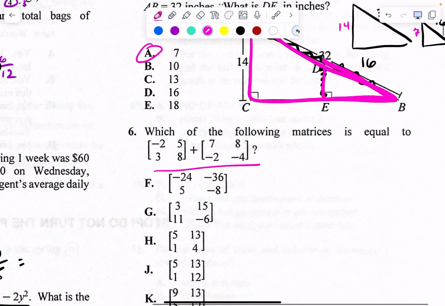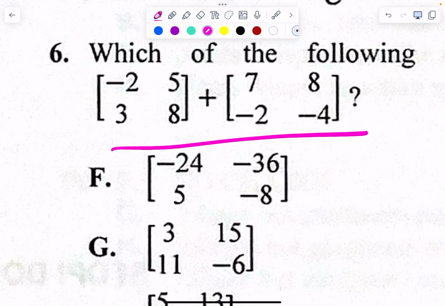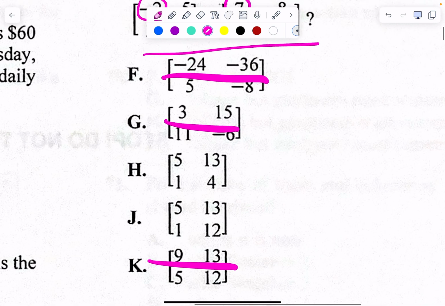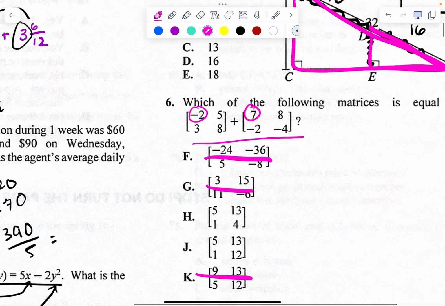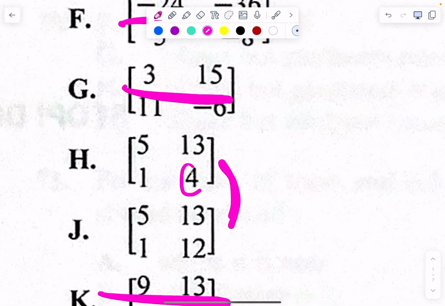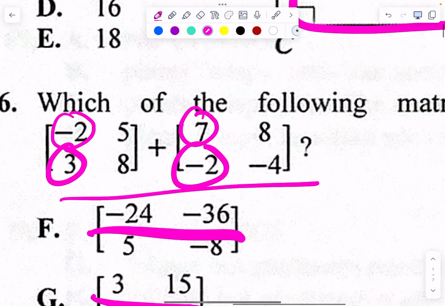We're adding. Okay, these are matrices. Do you know how to add matrices? This guy plus this guy is how much? 5. I'm down to 2 answer choices now. Let's go 3 and -2. That is 1. Okay, let's go just to the last cell. The only difference between these two is the last cell. So let's look at the last cell now. 8 and -4.